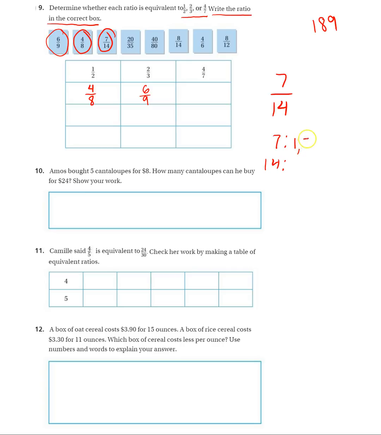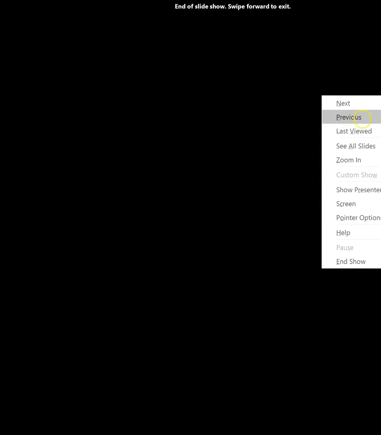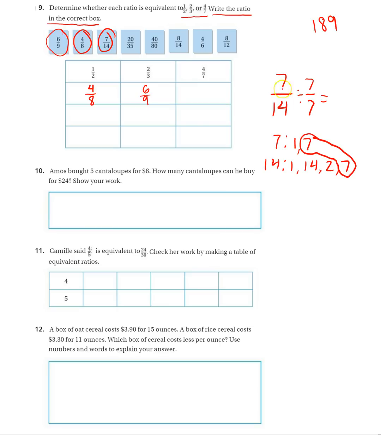So to get 7, I can do 1 times 7, and that's it. To get 14, I can do 1 times 14, and I can do 2 times 7. So you find the greatest common factor, and that tells you what you divide by. Okay, remember we did this in an earlier chapter. So again, if you look at these and you're not sure what goes in, this is how you find that number. Okay, so 7 divided by 7 is 1. 14 divided by 7 is 2. So 7/14 is equal to 1/2. So I put that under the 1/2.